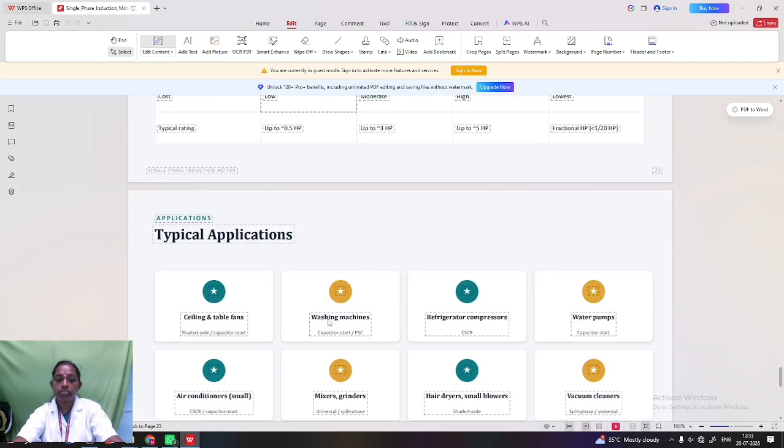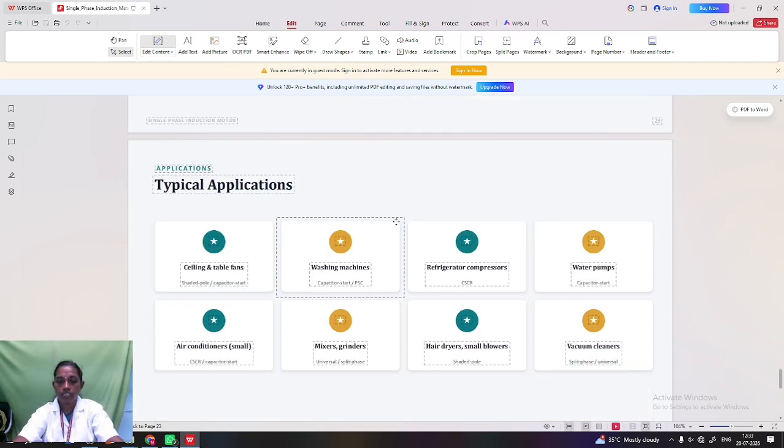Next, applications. Normally single phase induction motors are preferred in most home appliances: ceiling and table fans, washing machines, refrigerators, compressors, water pumps, air conditioners, mixer grinders, hair dryers, small boilers, vacuum cleaners. But various types of induction motors are preferred for various applications. In the washing machine, we use a capacitor start induction motor. In the refrigerator, we prefer a capacitor start, capacitor run induction motor. In hair dryers, we prefer a shaded pole induction motor. In air conditioners, we prefer a capacitor start, capacitor run induction motor.